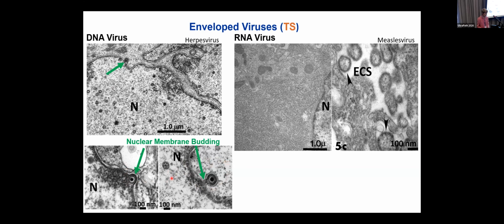Now, herpes virus is sneaky. It can leak through the nuclear pores and get into the cytoplasm as a nucleocapsid, unenveloped. But then it will bud into vesicles in the cytoplasm, or it may bud through the cytoplasmic membrane into the extracellular space. On the right-hand side, we have an example of an RNA virus.